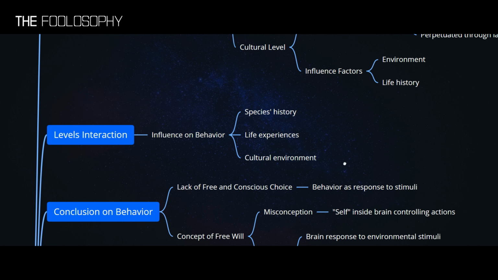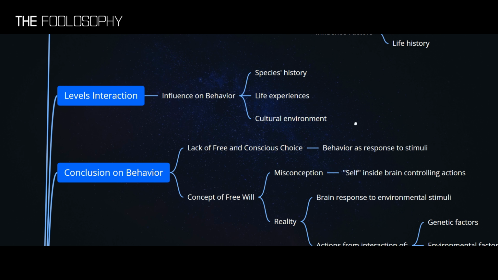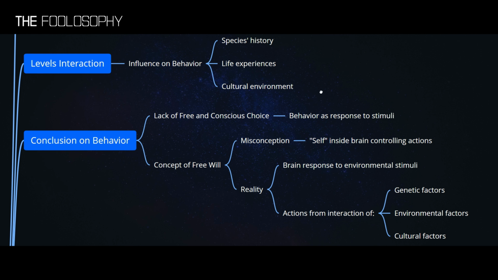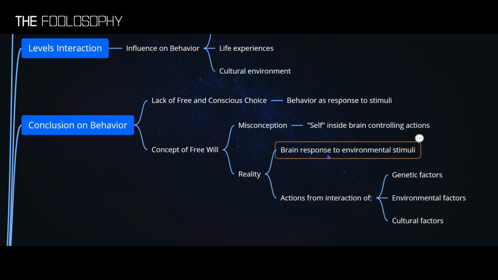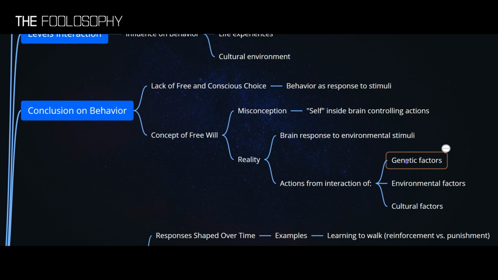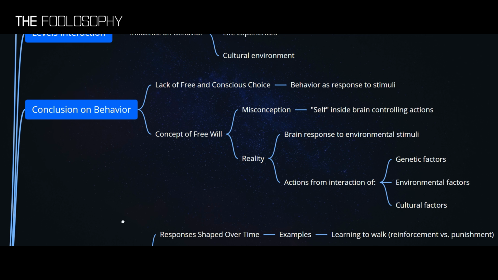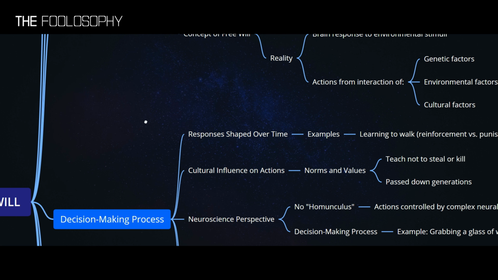This leads to the conclusion that our behavior is a response to environmental and historical stimuli, not a free and conscious choice. The idea of free will suggests there is a self inside the brain controlling everything. But in reality, our brain responds to environmental stimuli based on neural circuits selected over time. Every action results from a complex interaction of genetic, environmental, and cultural factors. Thus, when we talk about behavior, we're discussing a series of responses shaped by natural, ontogenetic, and cultural selection.